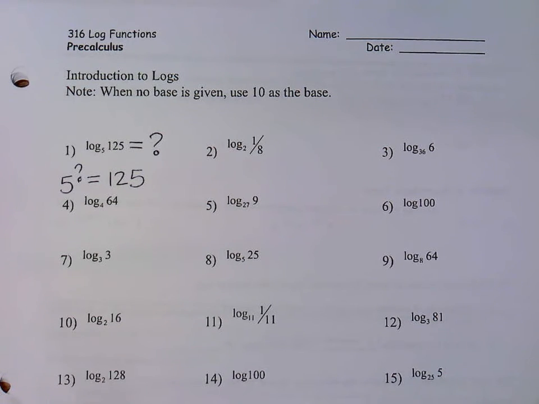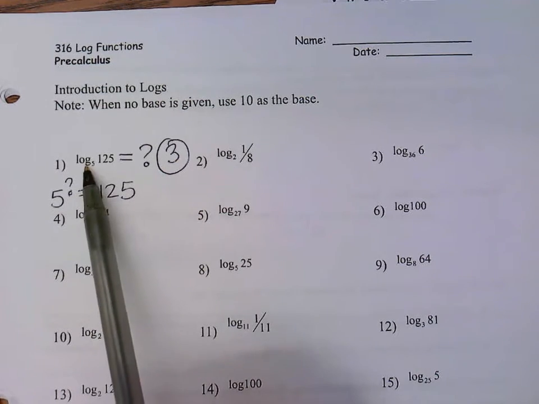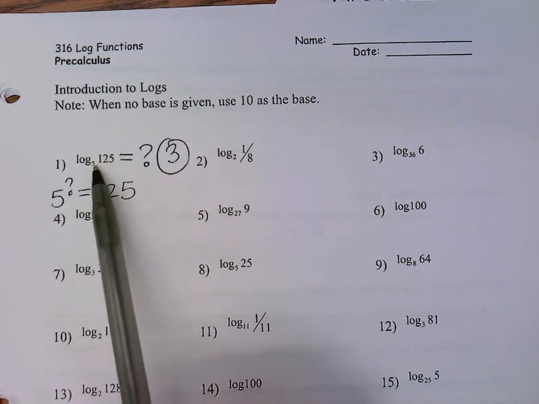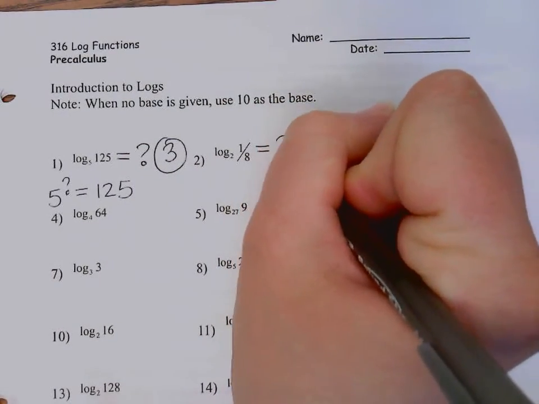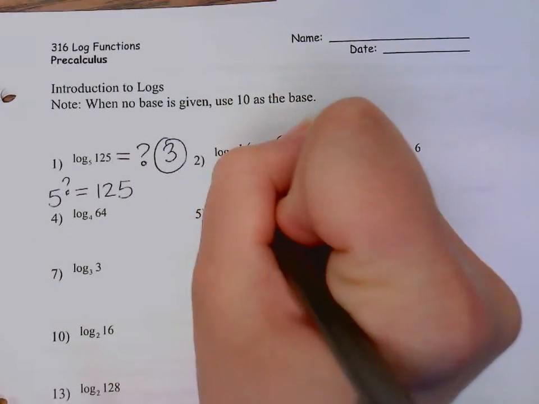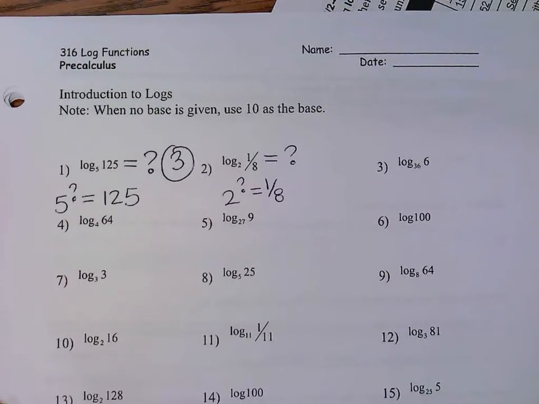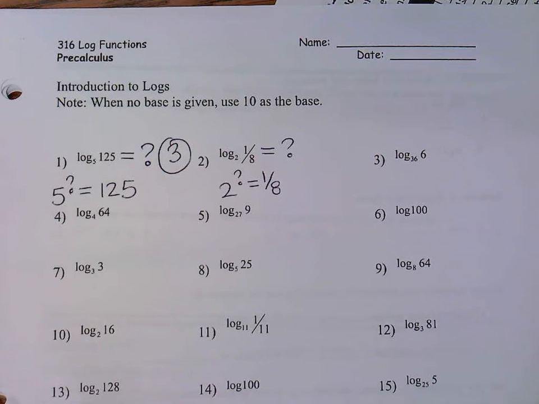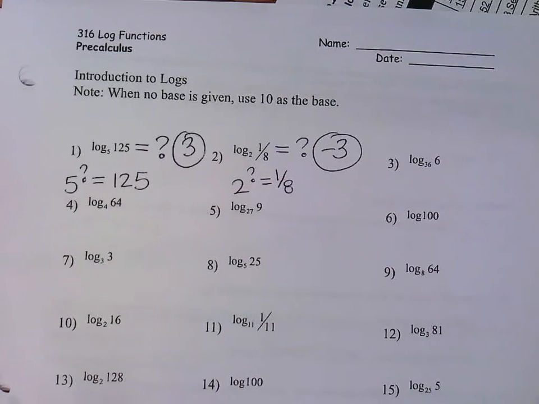So the answer is 3. So if I said evaluate this log, the answer is 3, because how are 5 and 125 related? 5 cubed is 125. Let's do a couple together. So here, 2 to what power is 1/8? So what's the answer? -3, right? You're cubing it and you're flipping it over.